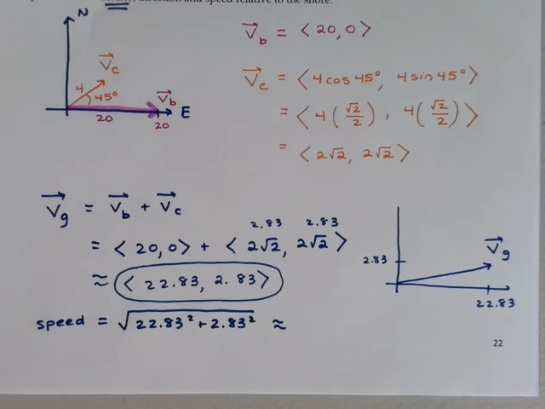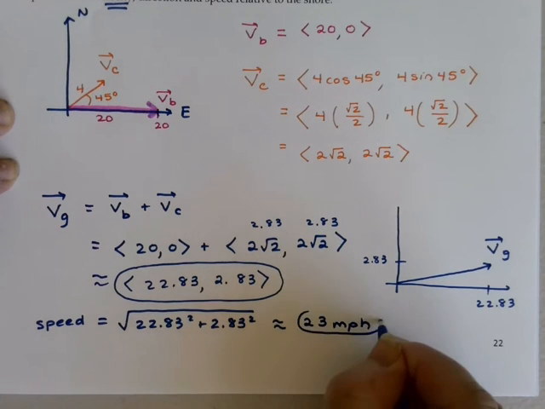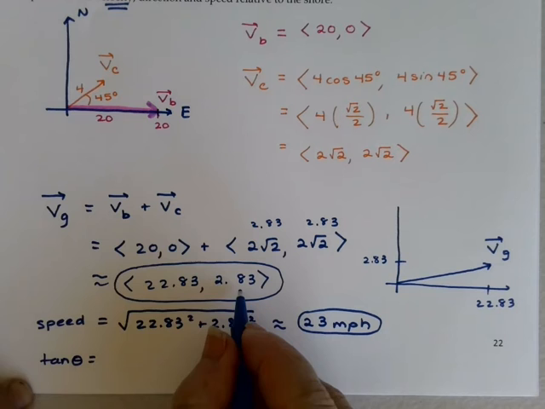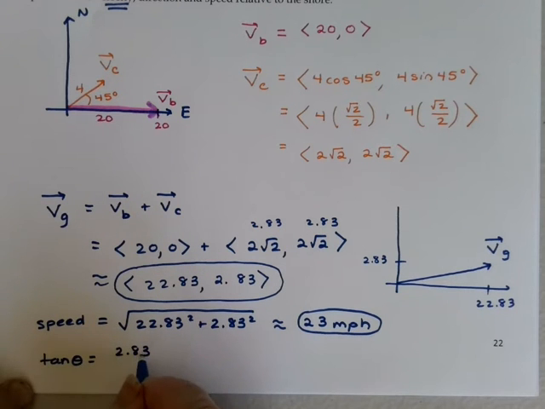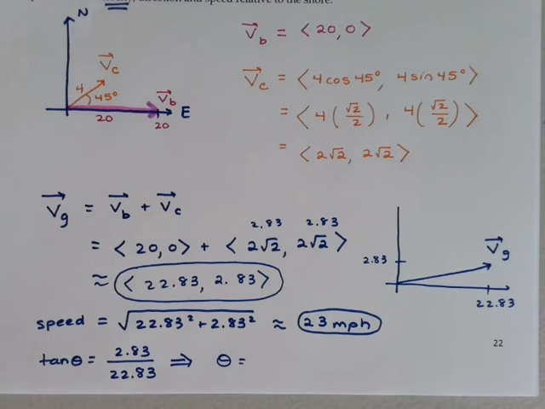Which gives me just about 23, actually. And the speeds in this problem were in miles per hour. And as far as the direction, I know that the tangent of theta is V2 over V1, so 2.83 over 22.83. And so if I take the inverse tangent of that, I get about 7 degrees.